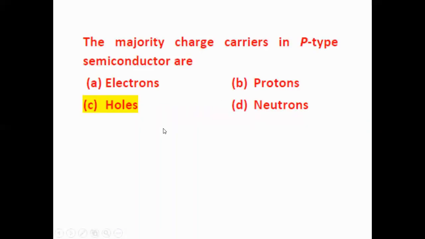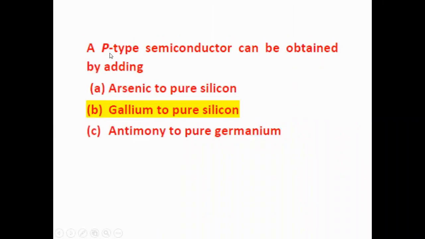Majority charge carriers in p-type semiconductor materials are holes. A p-type semiconductor can be obtained by adding impurities to the pure form of germanium or silicon. If we add indium, gallium, or aluminum to the pure form of semiconducting material, it is called the p-type semiconducting material. In p-type material, holes are the majority charge carriers, and electrons are the minority charge carriers.